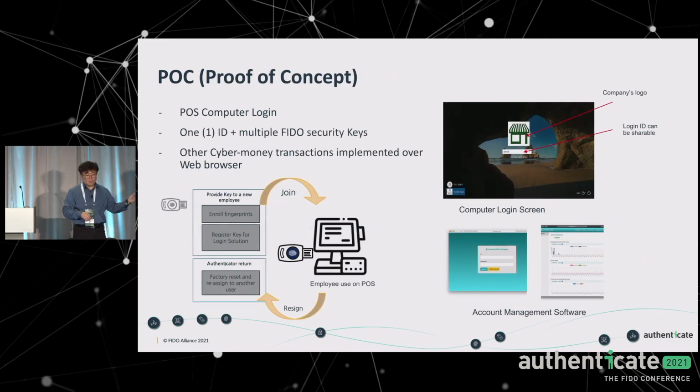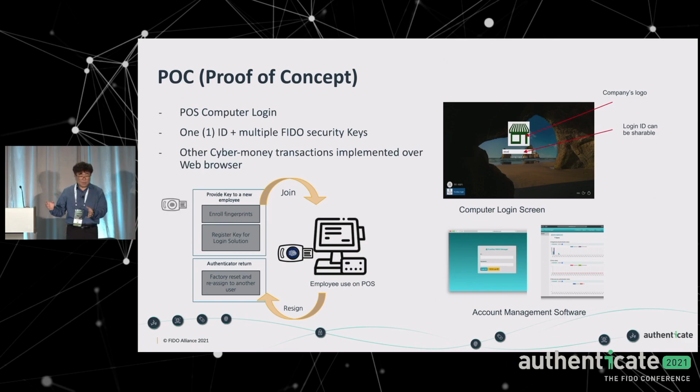People join and enroll their fingerprint. You have to have a PIN, because you can use the PIN to change your biometrics. The store owner knows the PIN, enrolls the fingerprint, and then the employee starts using it. When they leave the store, you just get the key back, do a factory reset, and start from scratch. This is what's happening.